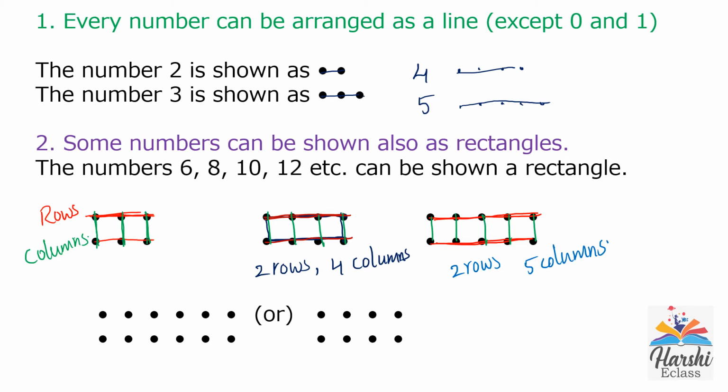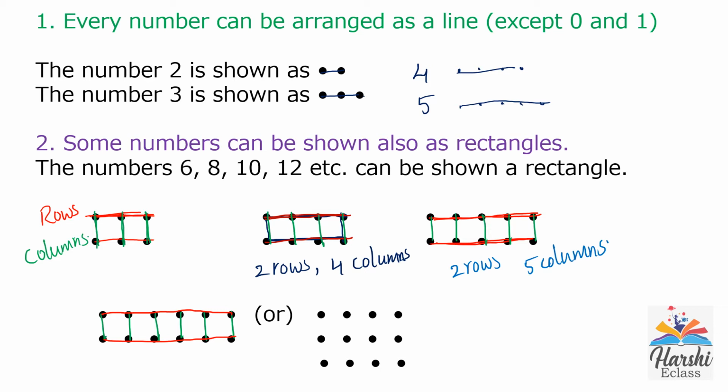Next example, number 12. Number of columns in number 12: 1, 2, 3, 4, 5, 6. Total 6 columns are there. And the number of rows? 2 rows. 2 rows and 6 columns.